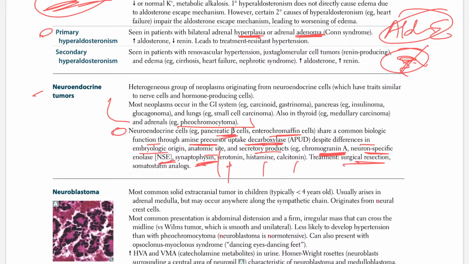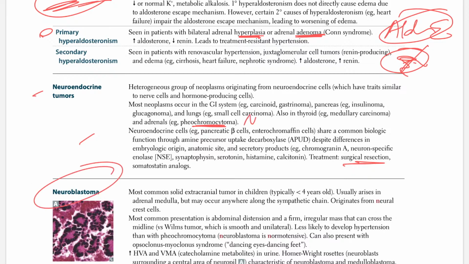Treatments are surgical resection, or you can give a somatostatin analog. The somatostatin analog is octreotide, which is going to inhibit every single thing that is there. It inhibits all hormone secretions, right? And that is why that is the treatment. With that, one more thing you have to think about is pheochromocytoma and neuroblastoma, which is going to come up as well.